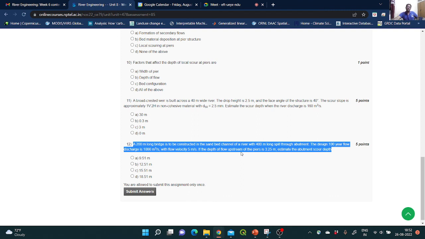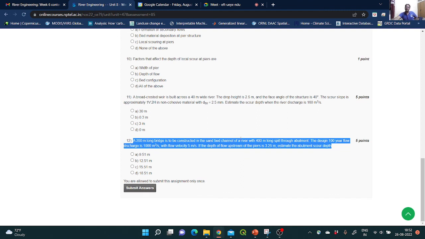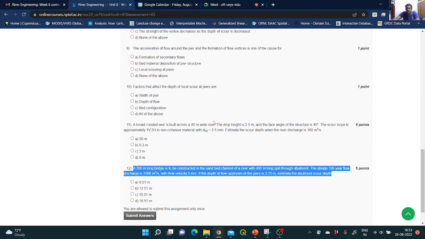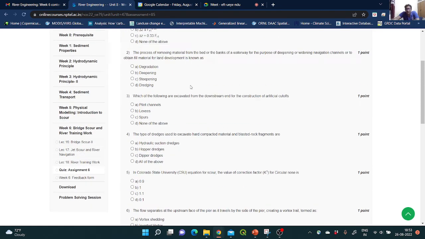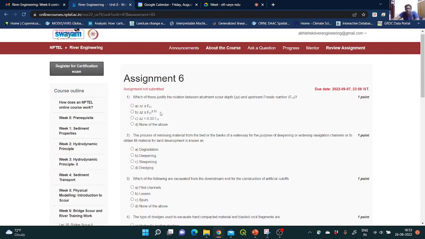You just need to remember 4h1 times 4 fr1 times power 0.33. You need to memorize a single equation and then you will be able to find it out. Here h1 and fr1 are the approach depth of the flow and the approach Froude number. Apart from that, every question is kind of conceptual.